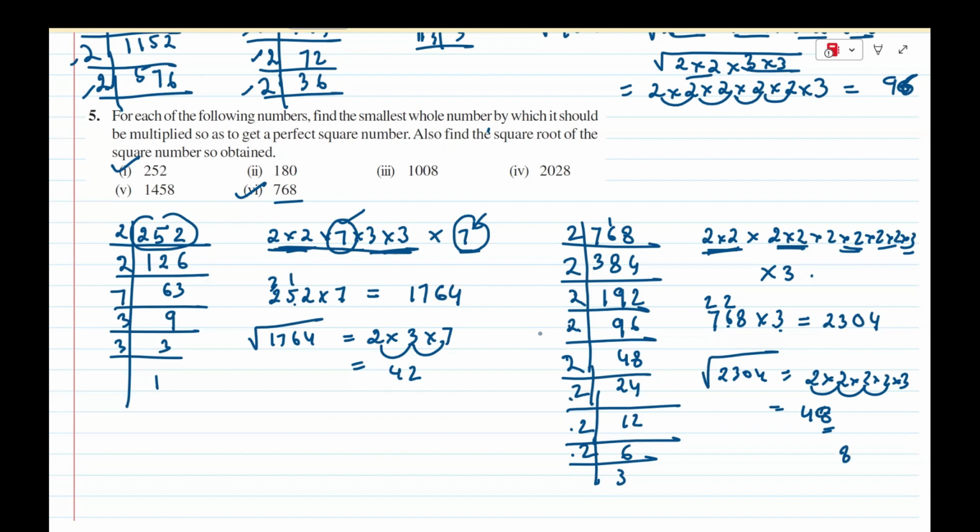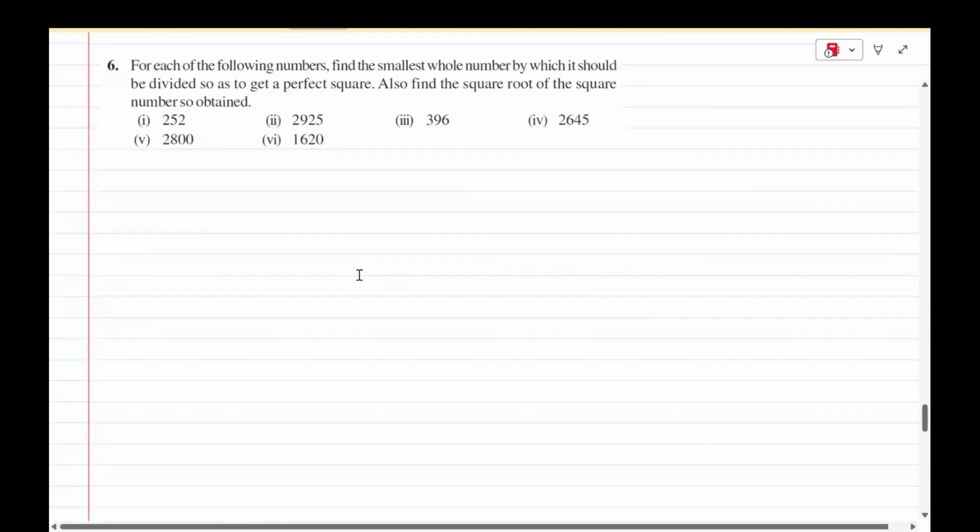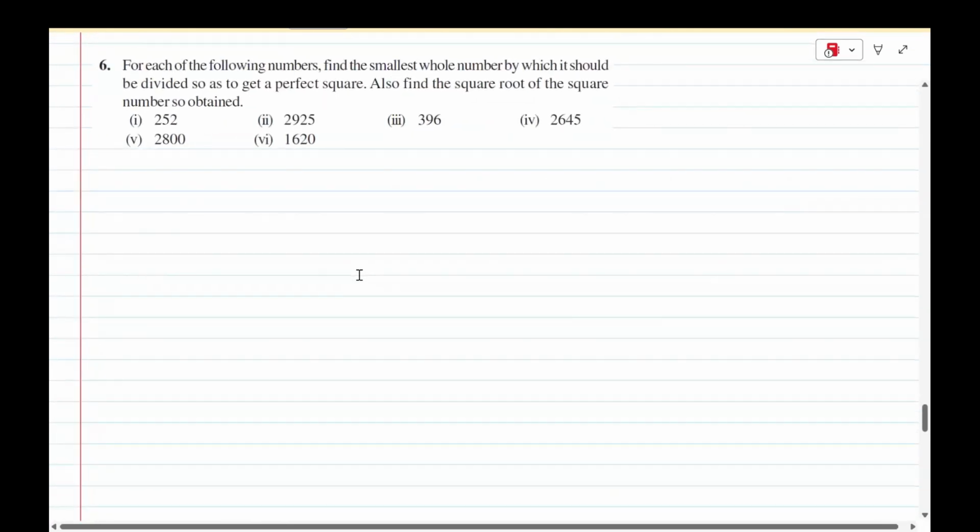And we have learned a method. If the last digit is 1, its square will contain 1 as ones digit, and it is correct. Correct? Okay. So next question is similar like this only, but with a little bit of modification.